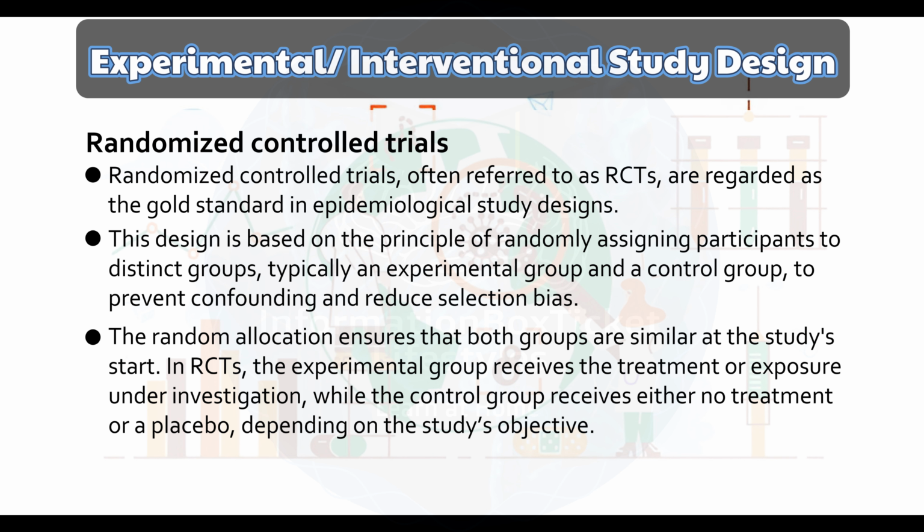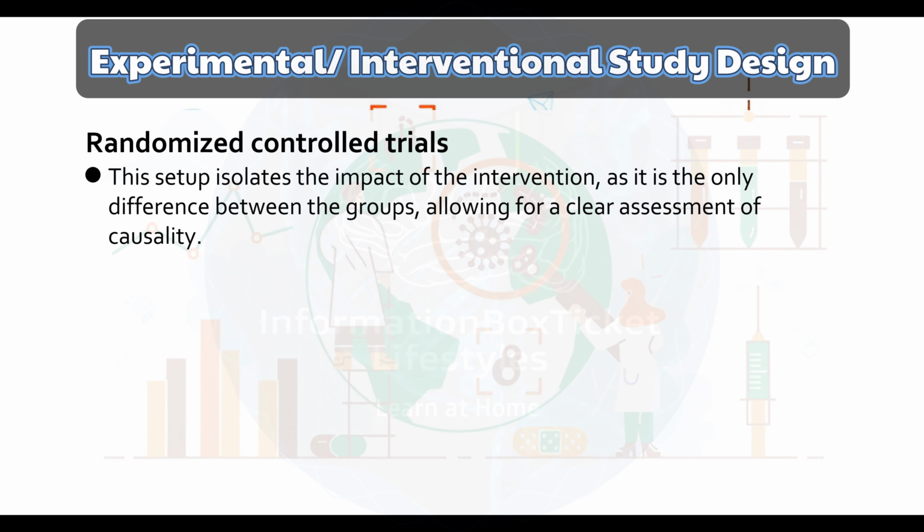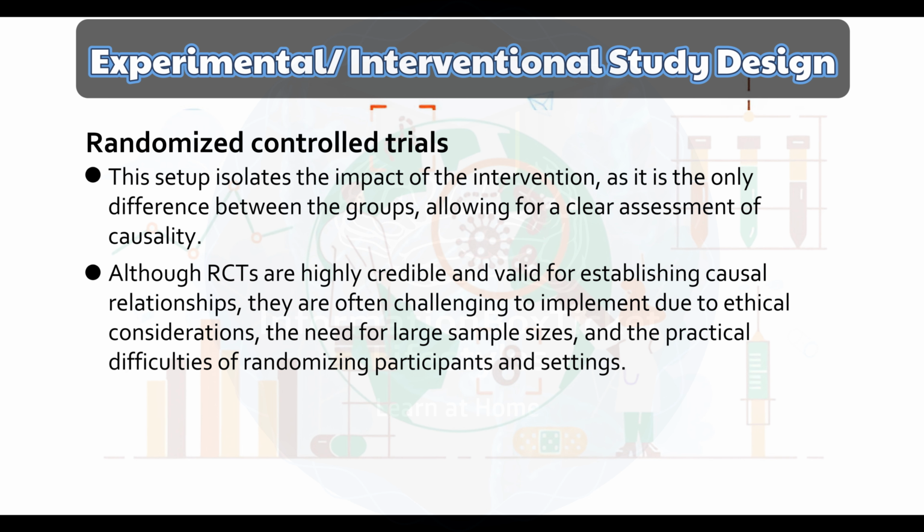In RCTs, the experimental group receives the treatment or exposure under investigation, while the control group receives either no treatment or a placebo, depending on the study's objective. This setup isolates the impact of the intervention, as it is the only difference between the groups, allowing for a clear assessment of causality. Although RCTs are highly credible and valid for establishing causal relationships, they are often challenging to implement due to ethical considerations, the need for large sample sizes, and the practical difficulties of randomizing participants and settings.